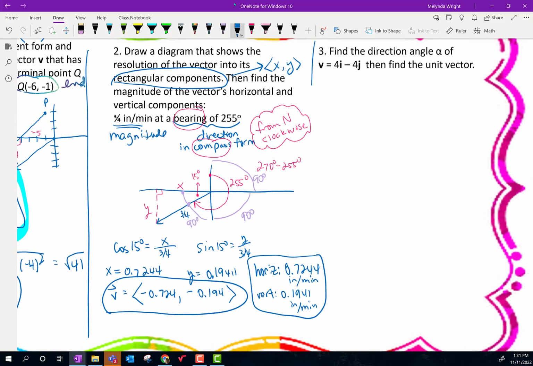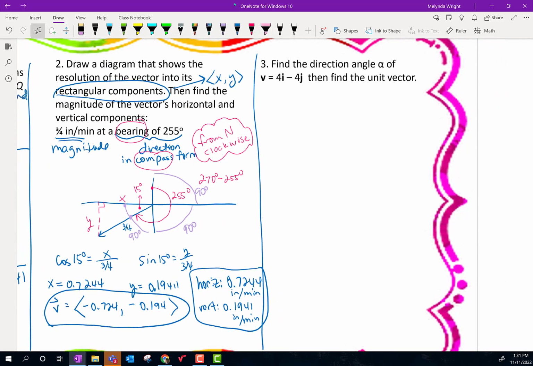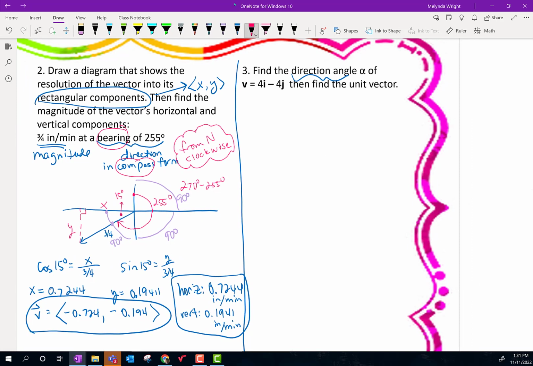Okay. The last one, I intentionally did a regular one because we did the direction and compass form. On the last one, we're wanting to do just regular old direction. Regular old direction, which is out of context, so no context, we go from the x-axis counterclockwise. So if they don't tell us it's a compass or north, south, east, west, then it's regular old direction, which is from the x-axis counterclockwise.